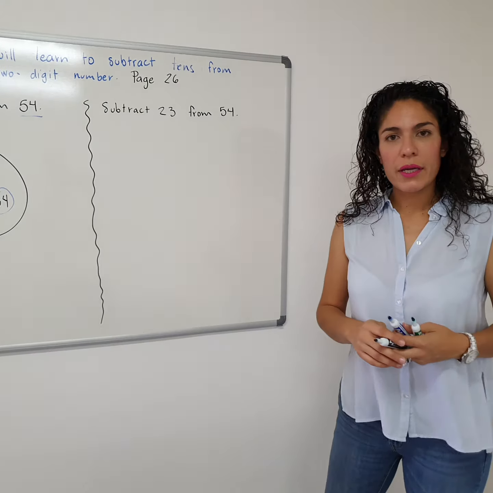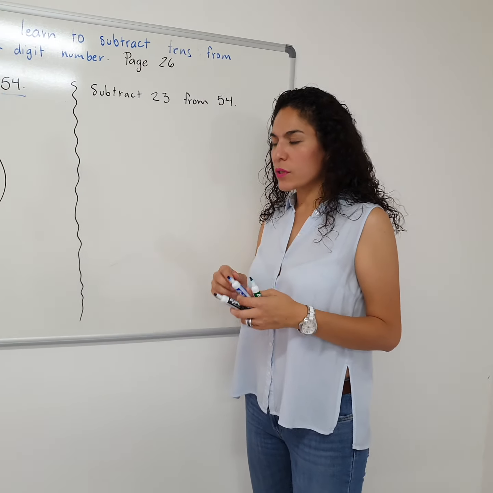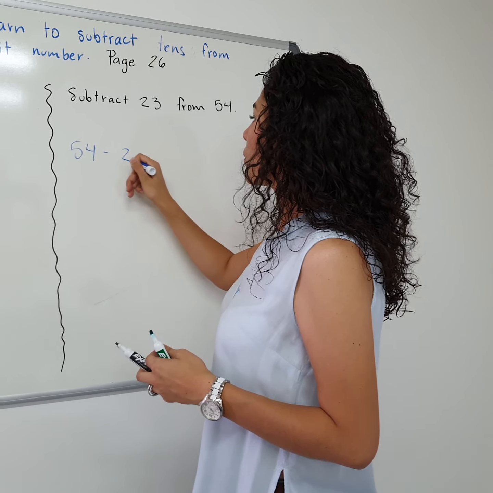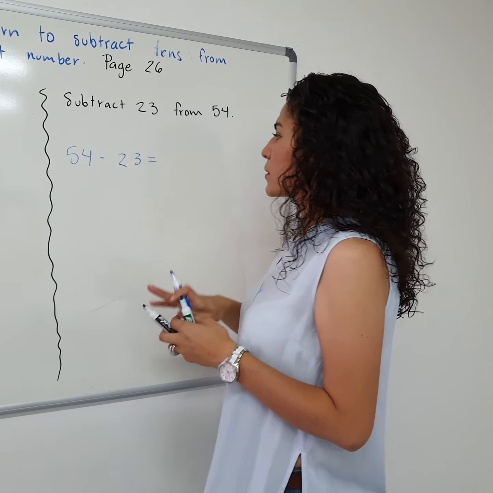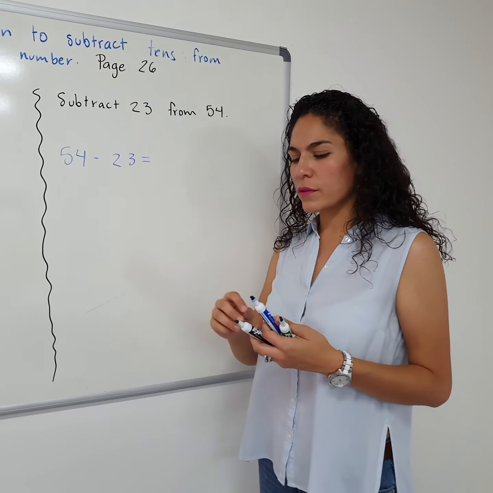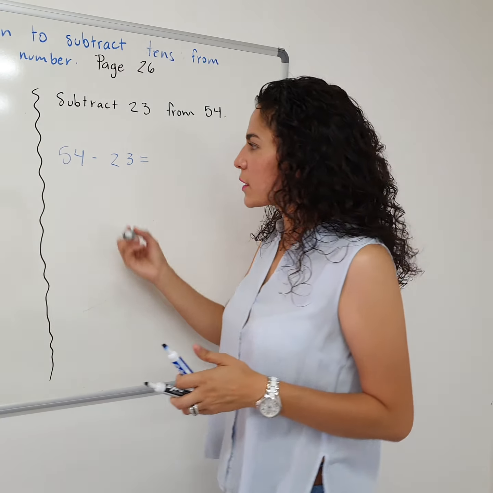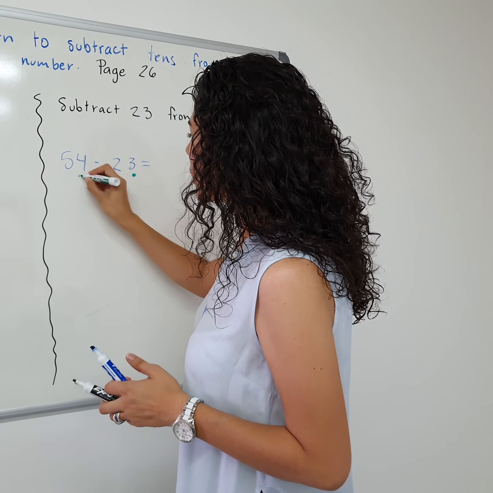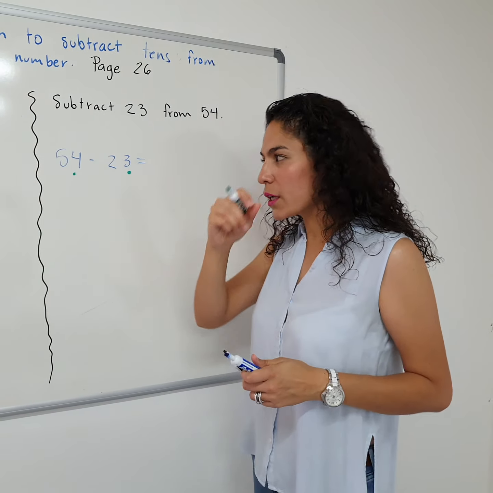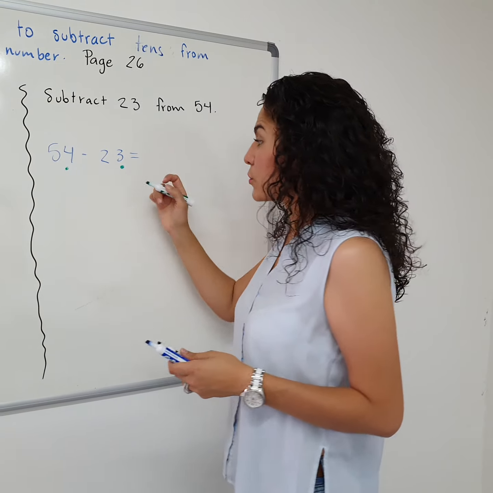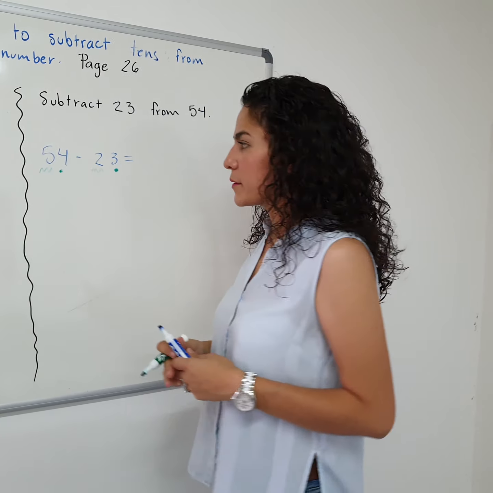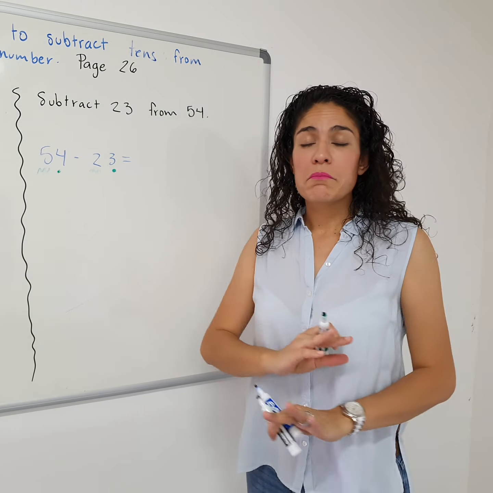The second part is gonna be easier. Pay attention to this one. Some of you already know how to do this. We write our subtraction sentence, 54 minus 23. What we can do is really simple. You can start identifying ones with ones and write a little mark on it. In my case, I used a dot. And tens with tens.